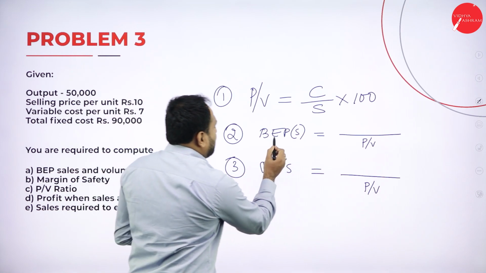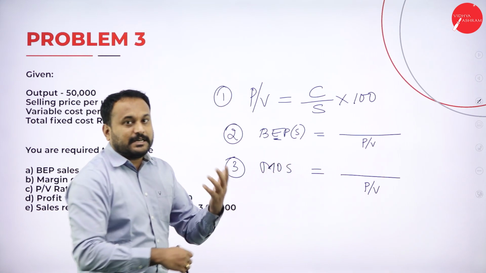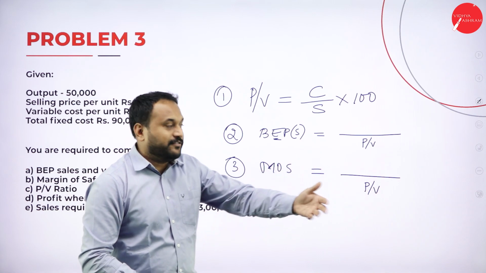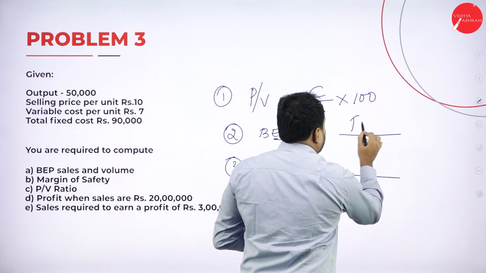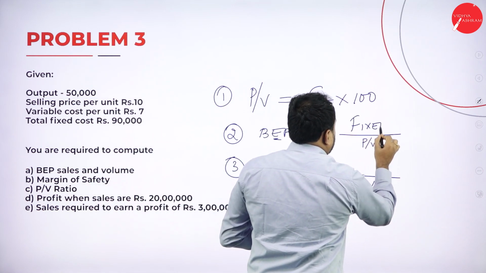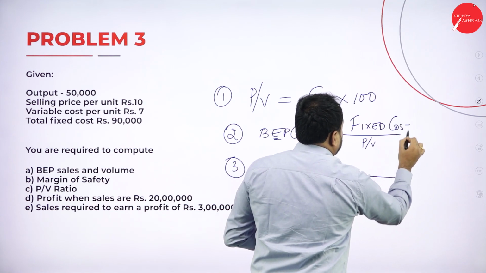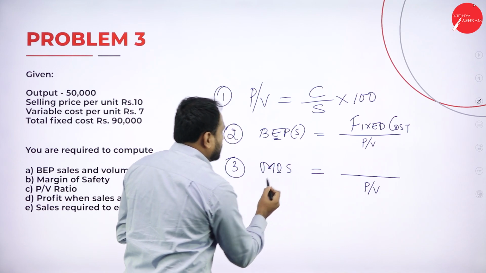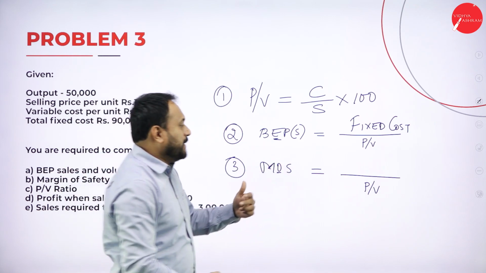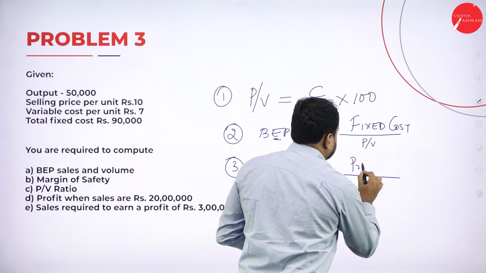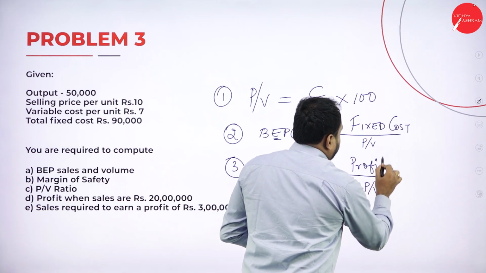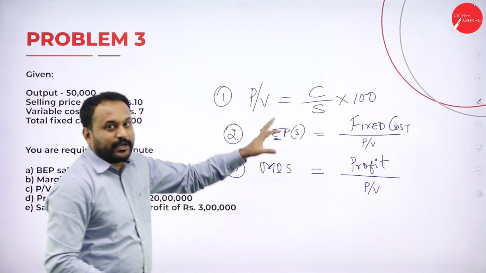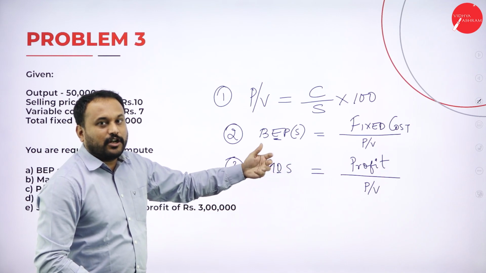Now, the middle alphabet is E. After E, what will come? A, B, C, D, E, F. So F means fixed cost. Now for MOS, margin of safety, the middle one is O. After O, it is P. P means profit. If you do this, 3 of the questions are already solved.